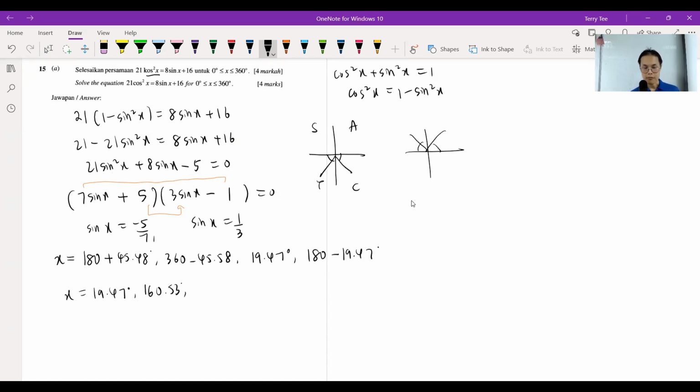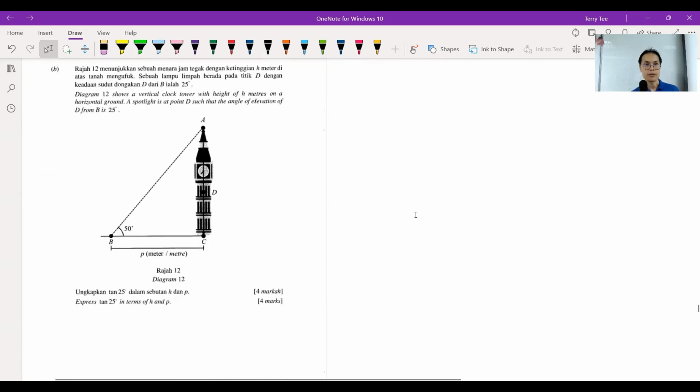160.53, right? Next one, 180 plus 45.58 is 225.58. Lastly, 360 minus 45.58 is 314.42. Okay. This is only the first part. Let's move on. Part B.